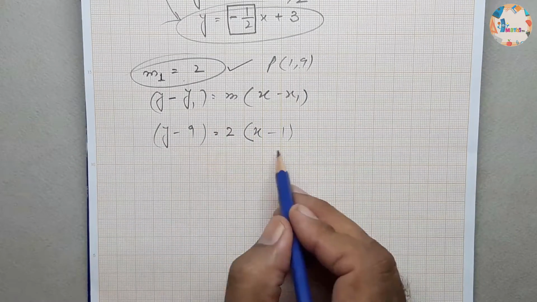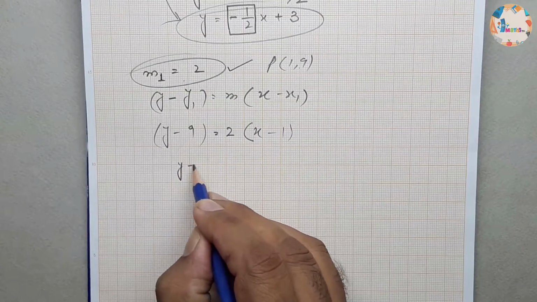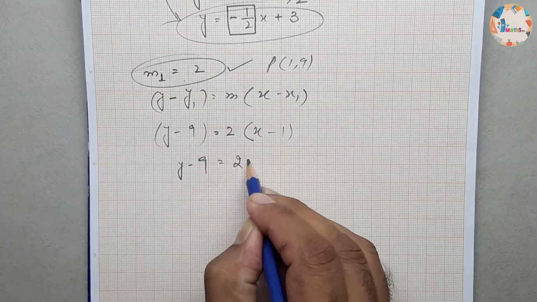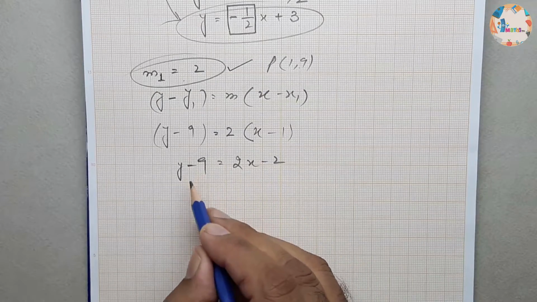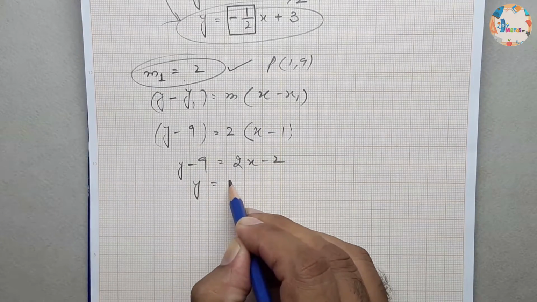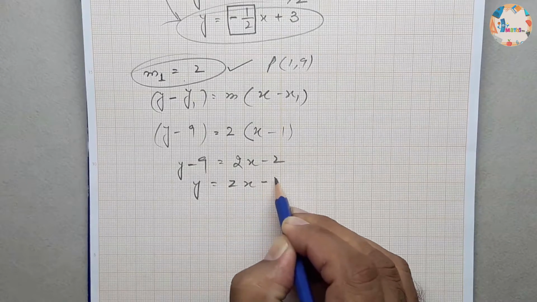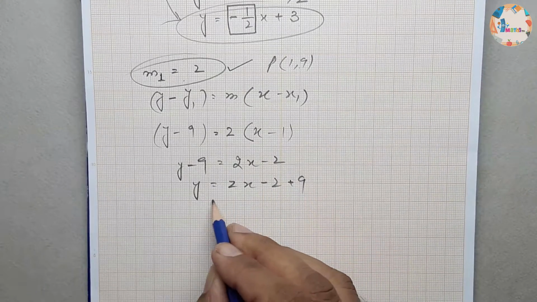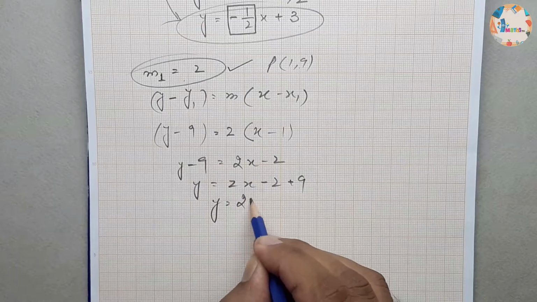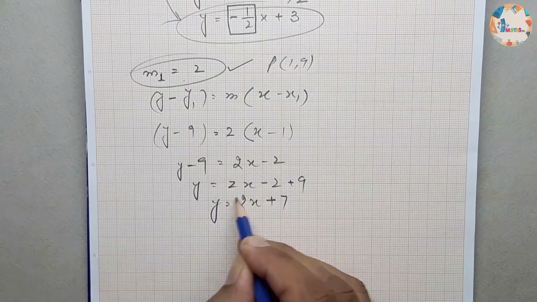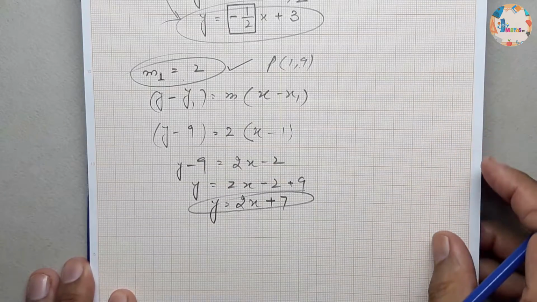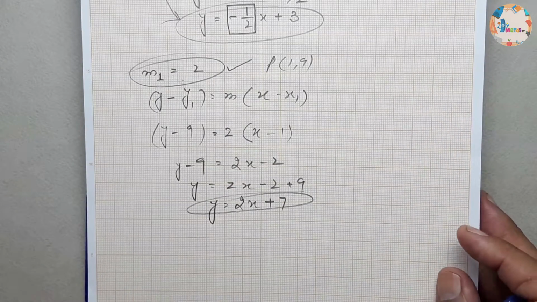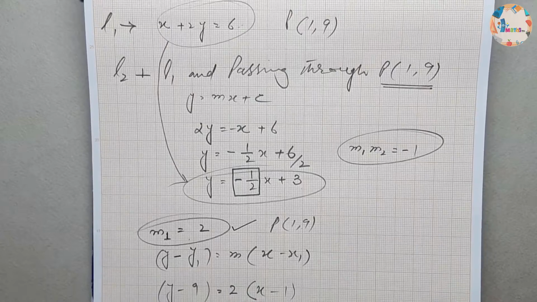Now we can just expand this one. y minus 9 is equal to 2x minus 2, so 9 we can shift to the other side, plus 9. So y will be equal to 2x minus 2 plus 9. So y is equal to 2x plus 7. This will be our final equation, which is perpendicular to the given equation and passing through the point P.